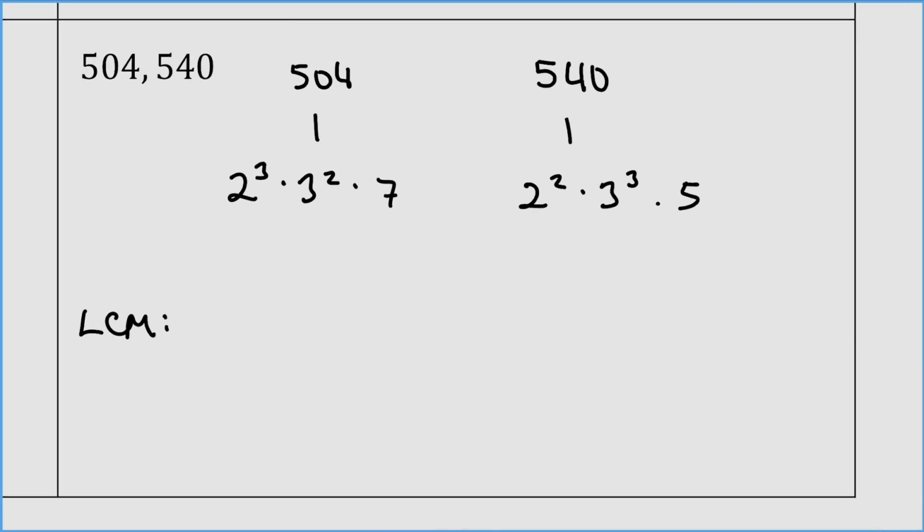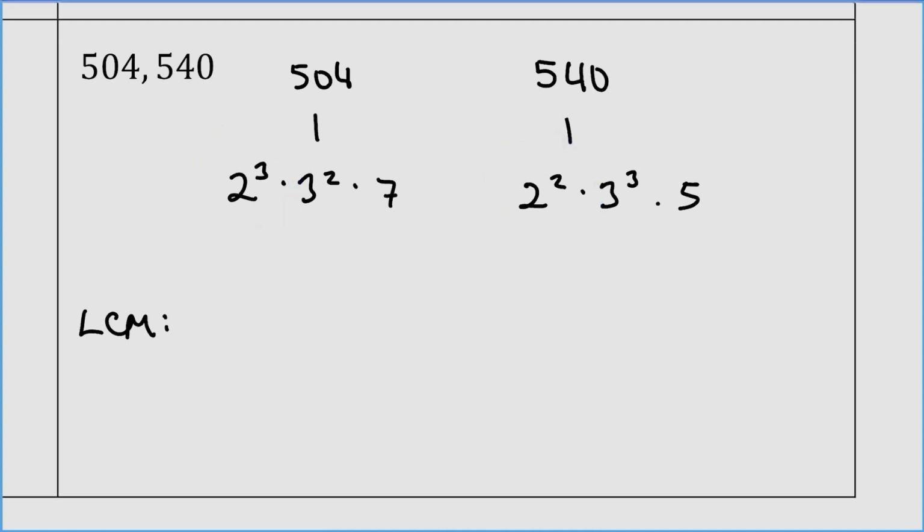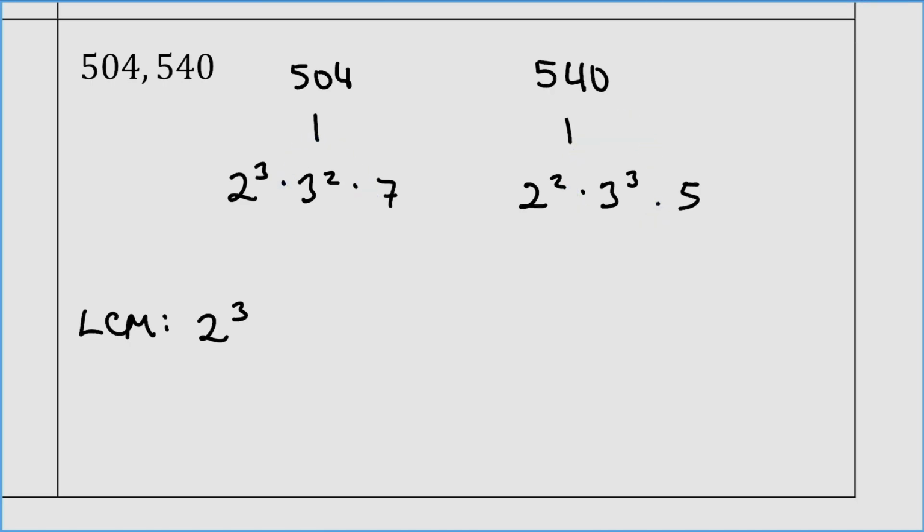LCM. All right, we have two 2s to choose from. The one with the greatest exponent is 2 cubed. We have two 3s to choose from, and the one with the greatest exponent is 3 cubed, 3 to the third power. We only have one 5, and we only have one 7. 2 cubed is 8, 3 cubed is 27, 5 times 7 is 35. All right, so you have to do 8 times 27 times 35.